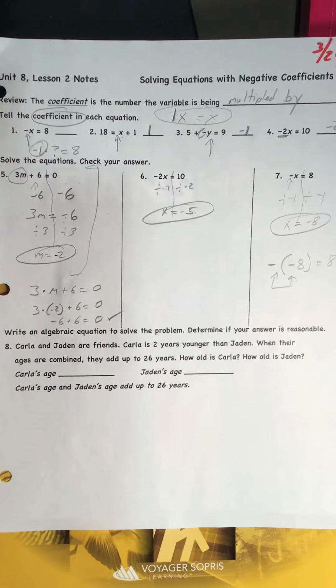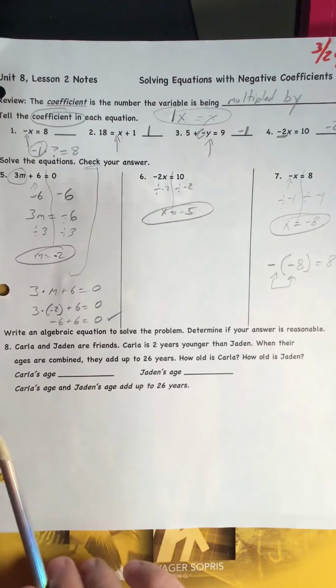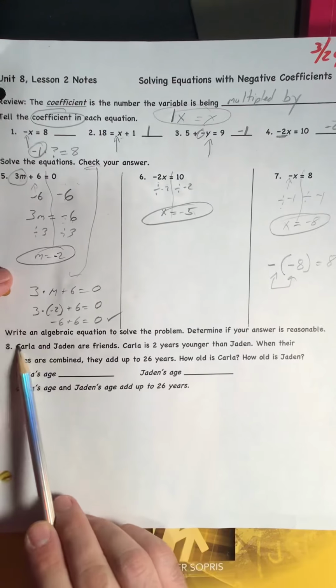When their ages are combined, they add up to 26 years. How old is Carla? How old is Jaden? So we really don't know. The fact that they're friends doesn't really matter, other than it's cool to have friends, obviously. So we could eliminate that. And here's what we need to know.